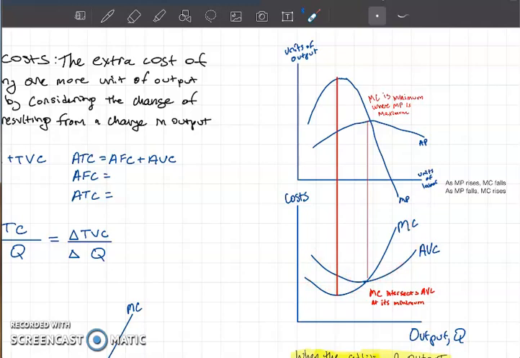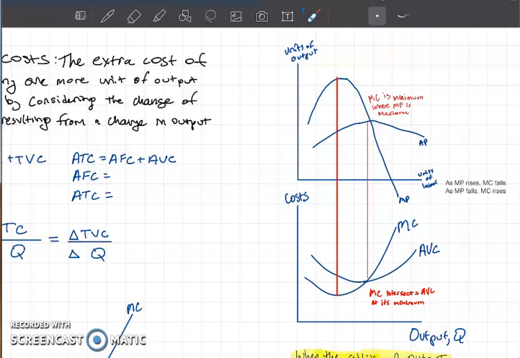Note that the marginal cost curve intersects the average variable cost at its minimum, whereas the marginal product curve and the average product curve connect with each other at the maximum of the average product curve. Another important relationship we can see is with this left red line that goes all the way from the marginal product curve down to the marginal cost curve. At the maximum of the marginal product, we have the minimum of the marginal cost.